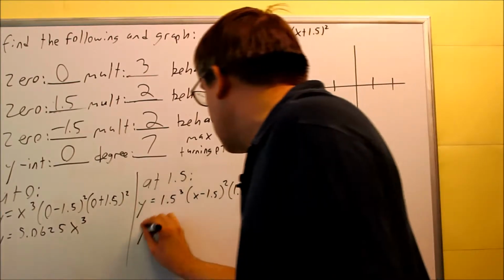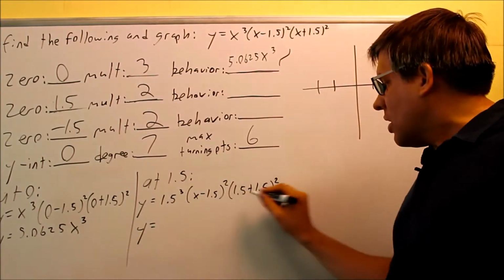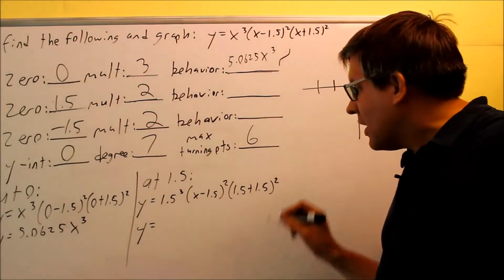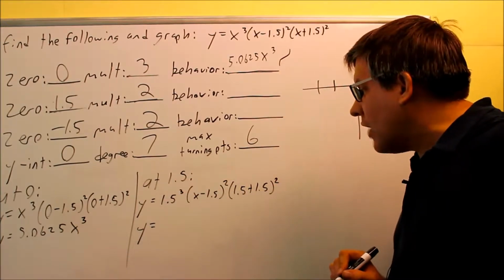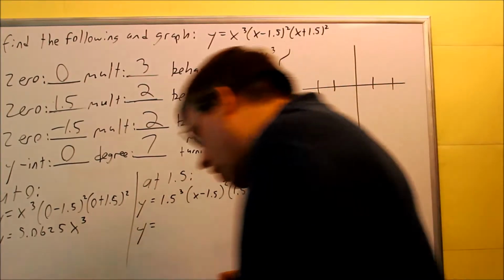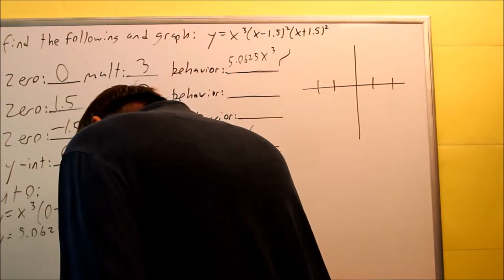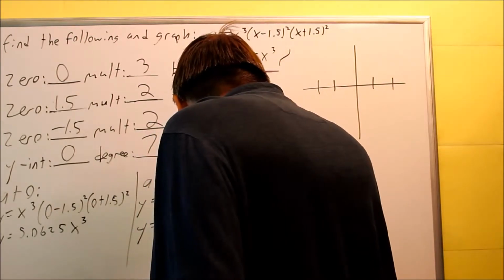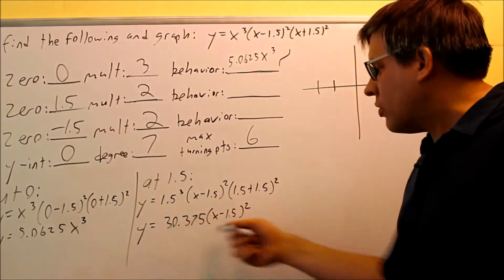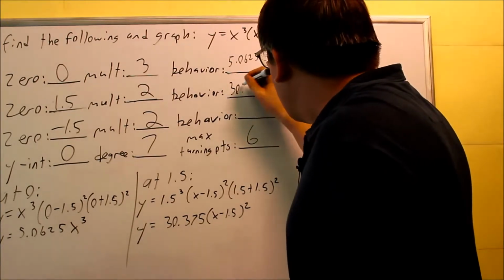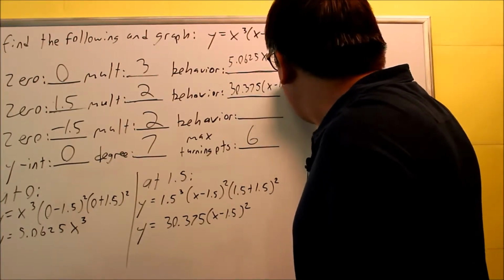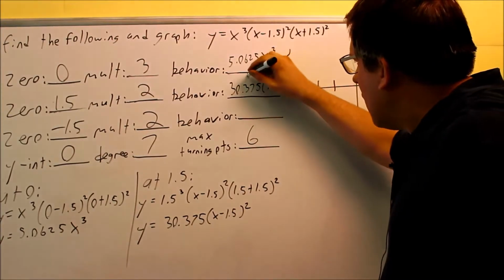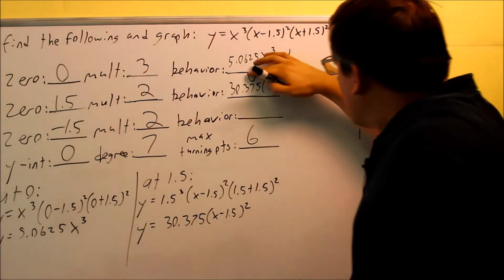And so now I want to simplify this. This here is going to be 1.5 plus 1.5, that's 3. 3 squared will give you 9. And then you have 9 times 1.5 cubed. So if you do that one, you're going to get 30.375. And that's going to be x minus 1.5 squared. So that's going to be what this one looks like. So 30.375 (x minus 1.5) squared. And that one right there is going to be a U shape. Okay, so this is a U right here.